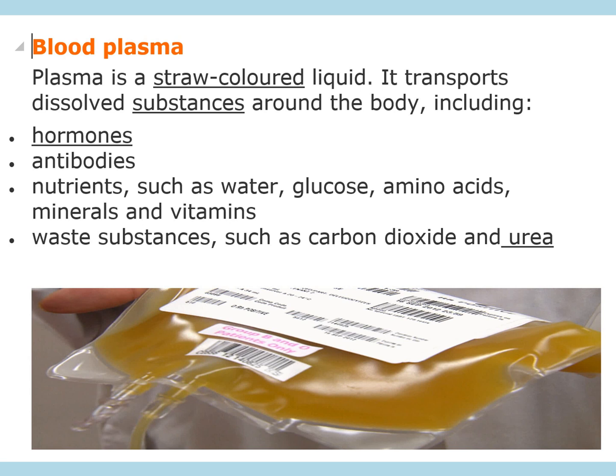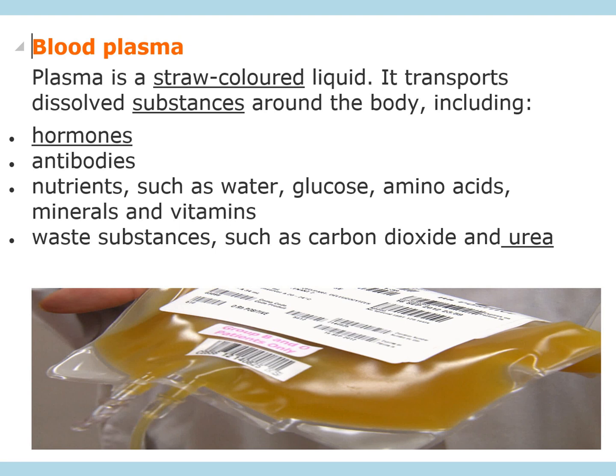So as we said, plasma, as we can see here, is a yellowy straw-coloured liquid, and its job is involved in transport. It transports dissolved substances around the body. Some of these substances include things like hormones that are racing around our body constantly, and they are made in glands and they travel to target organs to change something that's happening. So, for example, the sex hormones, and hormones that control other things in our body. Antibodies, which I'm sure you've heard about at the moment in the news with COVID, travel in our blood plasma, and they are very important.